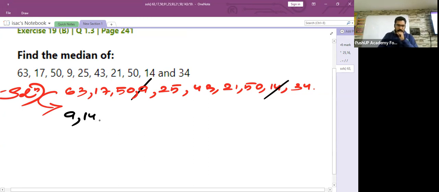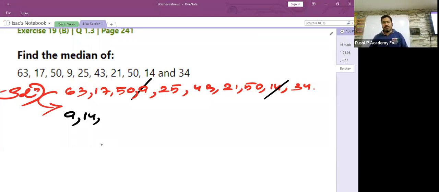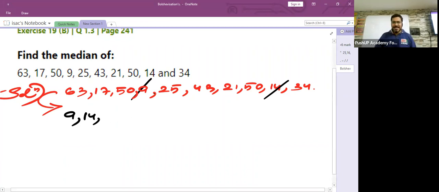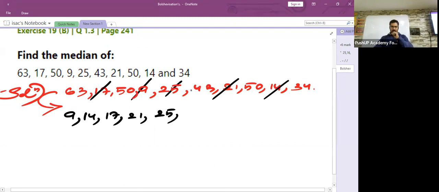Yeah. Children, I'm growing older, okay? So my eyesight will not be as sharp as you people are. So I may miss out the numbers in between. It shouldn't happen with you guys. So after 9 and 14, which number will come? I think it is 17. Yeah. After 17, which number will come? 21. After 21, which number will come? 25, isn't it? After 25, which number will come? 34. Very good.